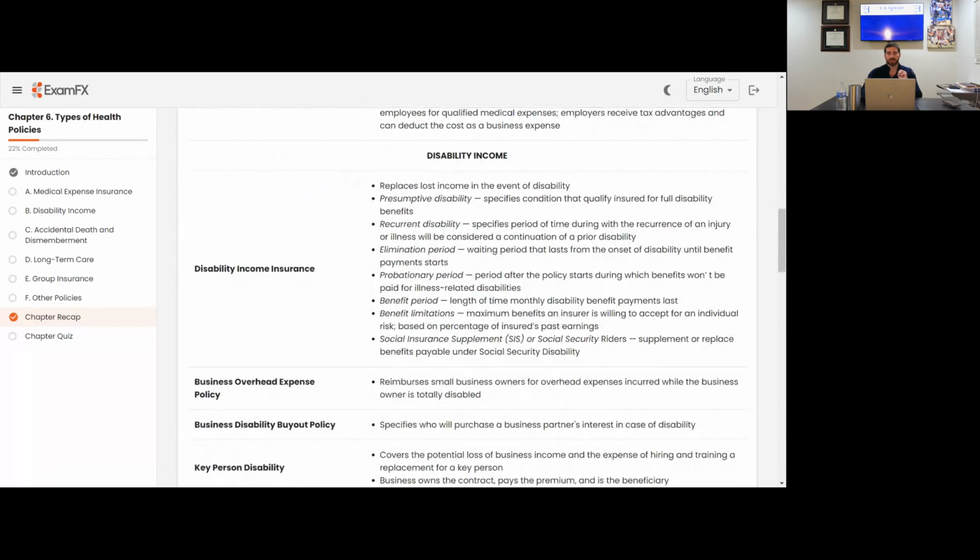And then obviously when it comes to disability, just understand that really that's disability income. They're going to have a benefit period. They're going to have limitations, and you're going to have an elimination period. Really know what the elimination period is. That was on my exam. I would anticipate it being on your exam.